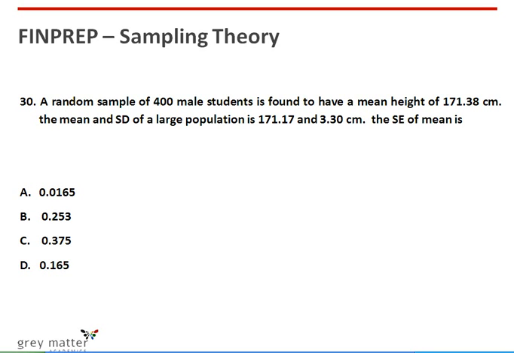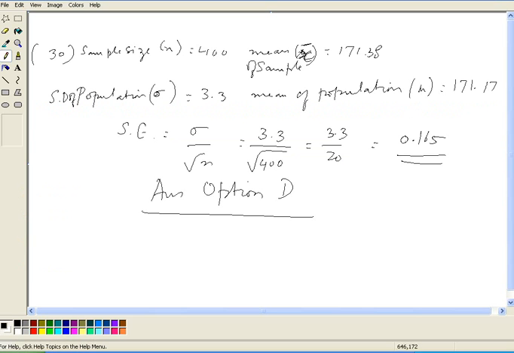30th problem. A random sample of 400 male students is found to have a mean height of 171.38 centimeters. The mean and standard deviation of a large population is 171.17 and 3.3 centimeters respectively. The standard error of mean is as worked out in the worksheet. Sampling size is 400. Mean of the sample, that is x bar, is given to be 171.38. Standard deviation of population sigma is given to be 3.3. Mean of population mu is 171.17.